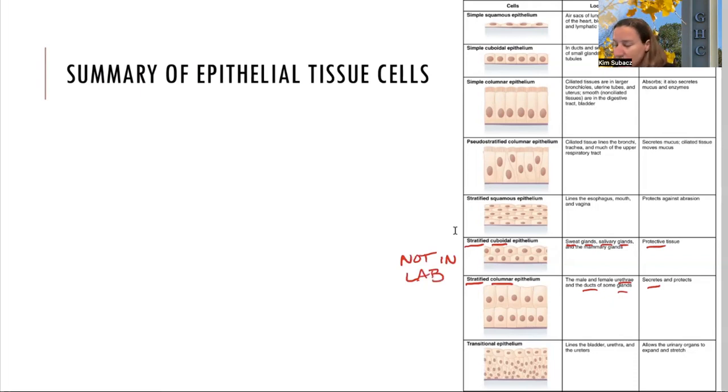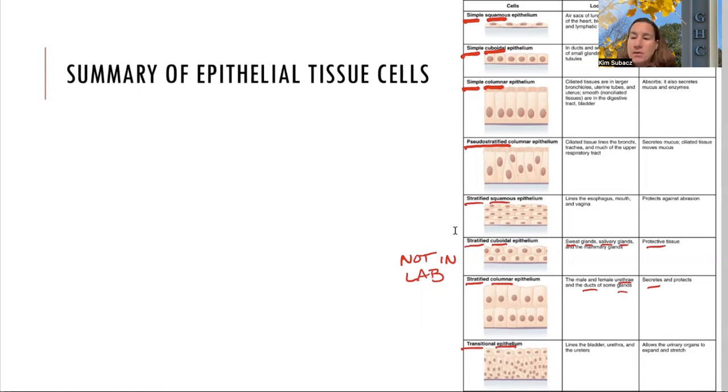But we did cover our other types. We covered simple squamous, one layer thick, pancake. We covered simple cuboidal, one layer thick, cuboidal shaped, about as wide as they are tall. We covered simple columnar, one layer thick, and very, very tall compared to how wide it is, unlike the simple cuboidals. We covered the pseudostratified that looked like they were stratified, but they weren't. We covered stratified squamous that we could find in the skin or the tongue, and we covered the transitional epithelium that we find in the bladder.